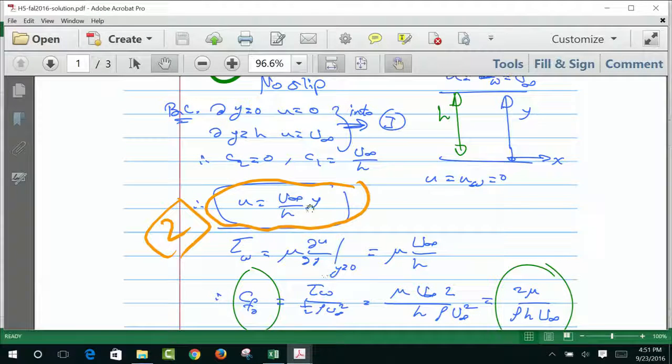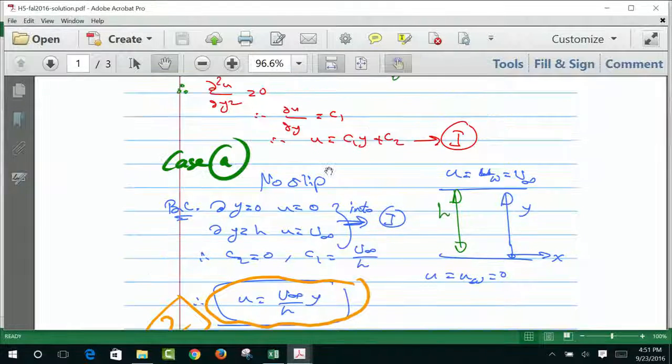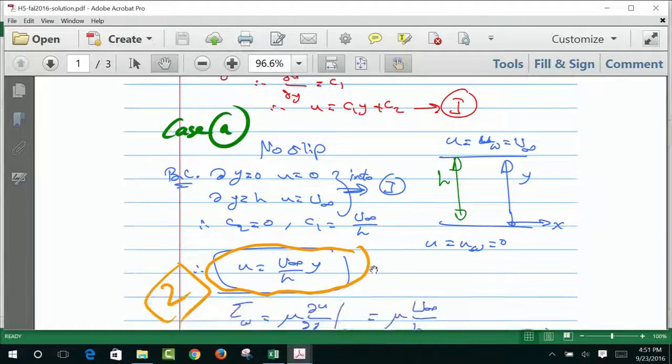Differentiate partial U, partial Y. So what's partial U, partial Y? That's actually C1, which is U infinity over H. That means the slope is always one number. It is not a function of Y. Yes, because it's just one triangle. The slope is the same at the top, at the middle, at the floor. It's only U infinity over H.